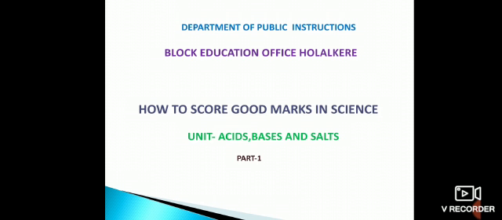In that, we are going to discuss important concepts in the chapter Acids, Bases and Salts. Part 1.